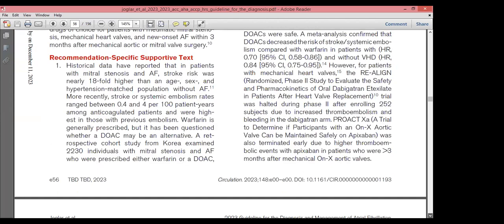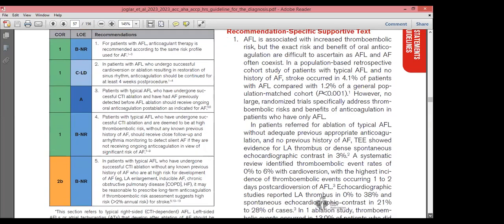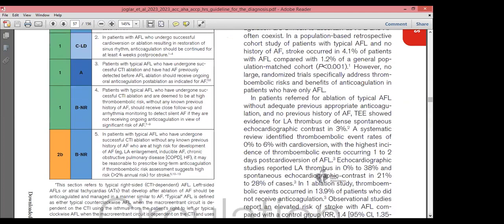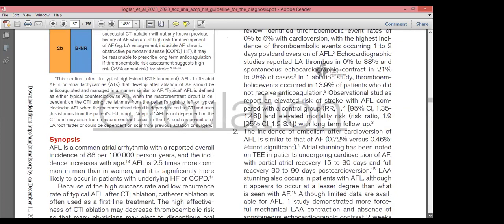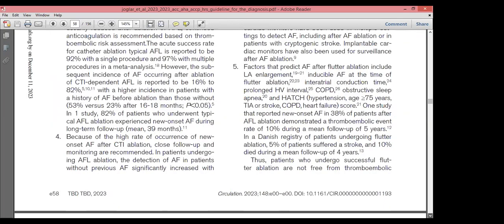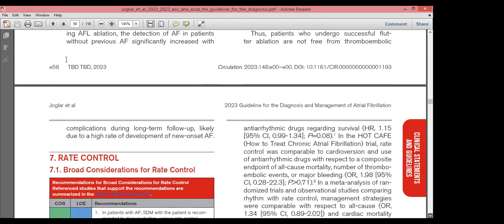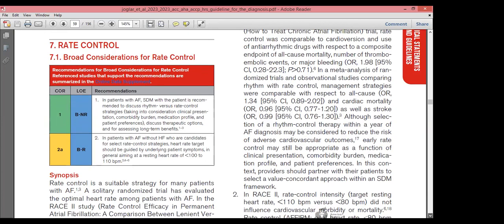Okay, here actually, they are talking about typical atrial flutter. I don't think, but it's almost the same treatment with AF. Okay, so here we want to talk about rate control, the drugs we can actually use in rate control. Let me just scroll down.